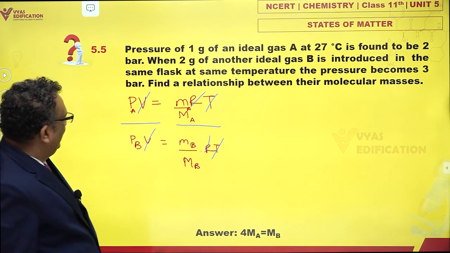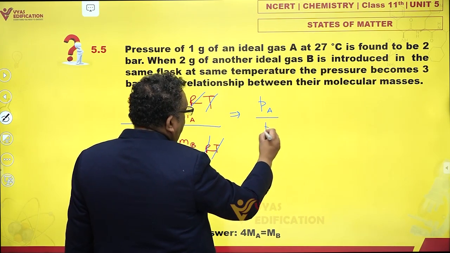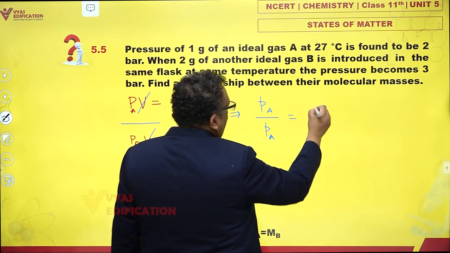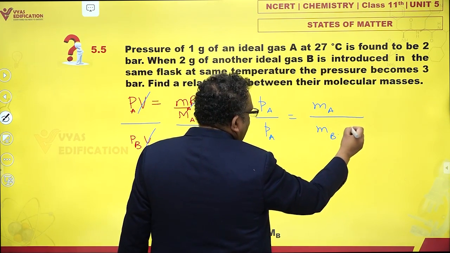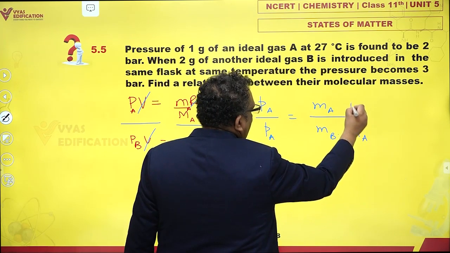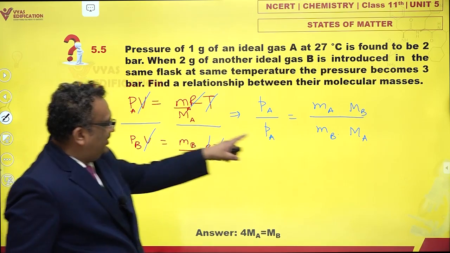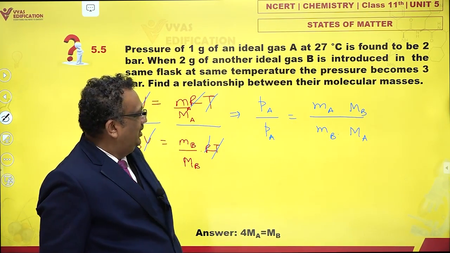I get a simple, beautiful equation. I get partial pressure of A divided by partial pressure of B is equal to mass of A divided by mass of B into molar mass of B divided by molar mass of A. This was in denominator, it comes there. This goes up, yeah. Right?